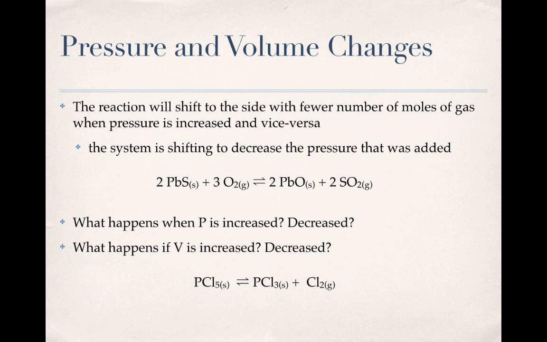Here's another reaction where we have only one gas, Cl2, and we would see if we increased the pressure, then the reaction will want to shift to the side with the fewest number of moles of gas. So that would be the reactant side. So if we increase the pressure here, it would shift to the left. If we decrease the pressure, it's going to want to shift to the side with more moles of gas, and it's going to shift back towards the products.